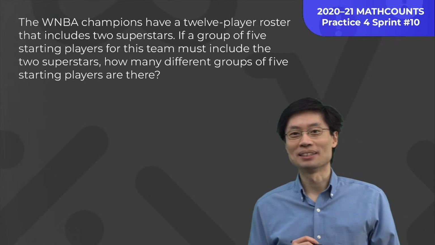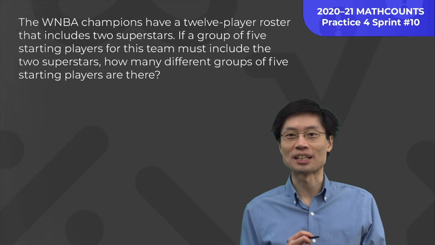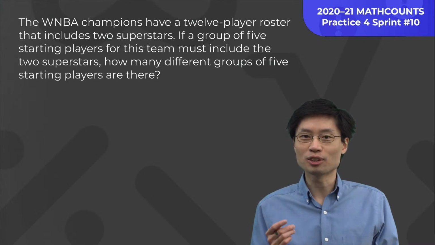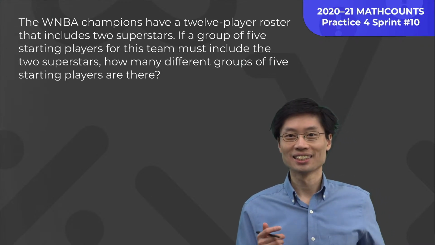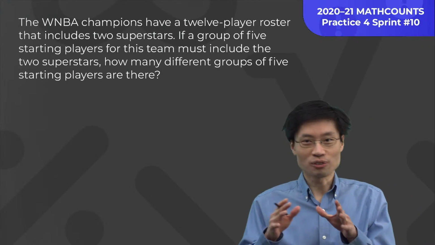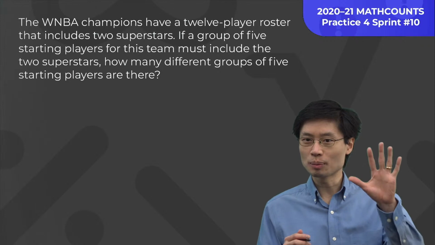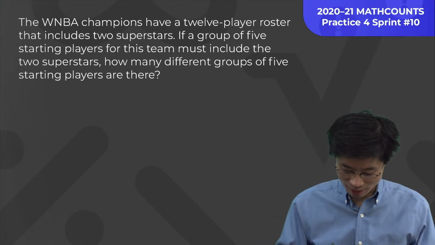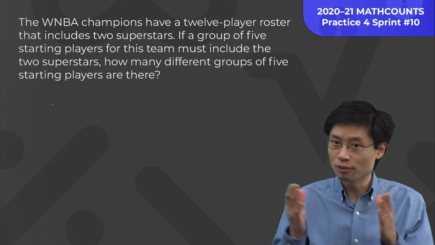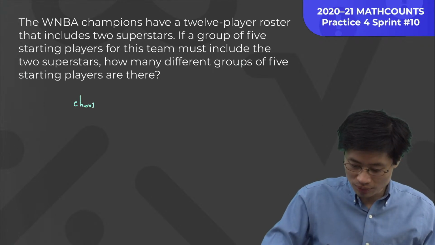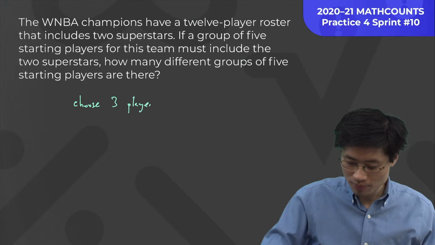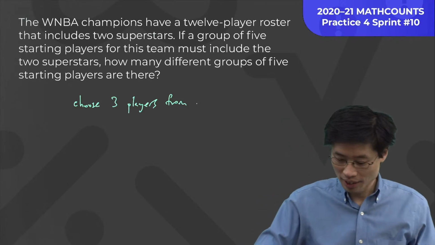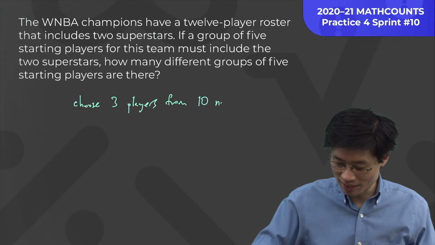The WNBA champions have a 12-player roster that includes 2 superstars. If a group of 5 starting players for this team must include the 2 superstars, how many different groups of 5 starting players are there? Aha, so this is one of these combination questions, right? First of all, the 2 superstars are in. And that's supposed to be 5 starting players. So how many players do I have left? 3. I have to choose 3 players. There were 12 players to begin with, but 2 of them are the superstars. So I need to choose 3 players from 10 non-superstars.